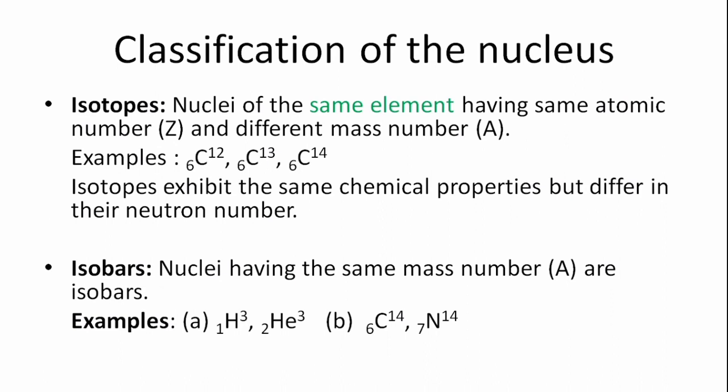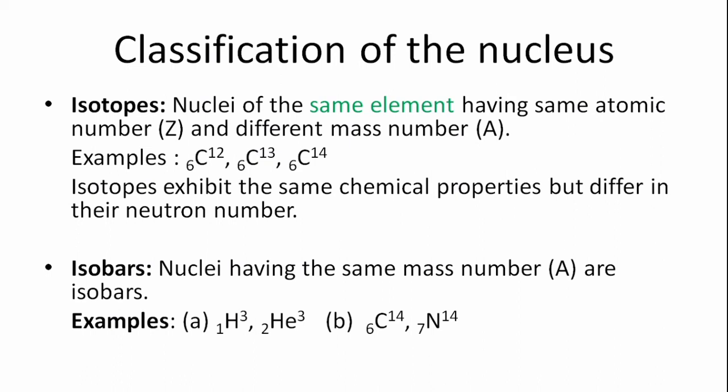So now the next topic is classification of the nucleus. The first important classification of the nucleus is isotopes. So how do we define isotope? It is nuclei of the same element having the same proton number but different nucleon number. That means the same atomic number Z but different mass number A. These isotopes will have the same chemical properties. The only difference is they differ in the neutron number.